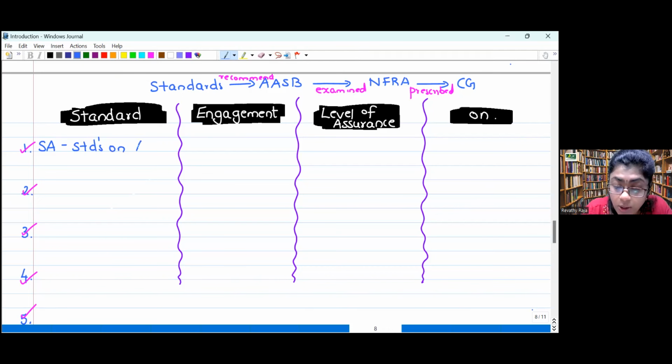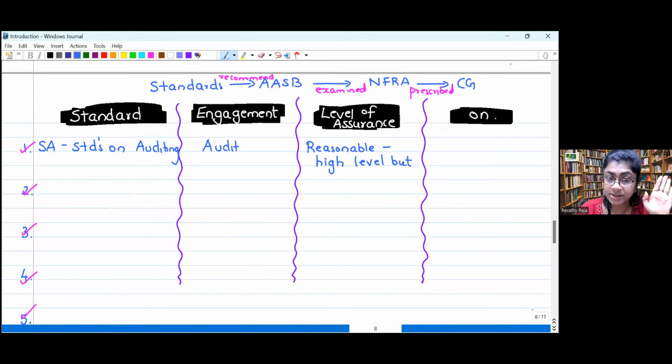SA means standards on auditing. For which engagement? Engagement means for which work it is applicable. Standards on auditing is applicable for audit work, the audit engagement. What assurance do we give here? We give a reasonable assurance. And reasonable assurance means it is a high level of assurance, as we have learned in SA 200, but not absolute or a guarantee.